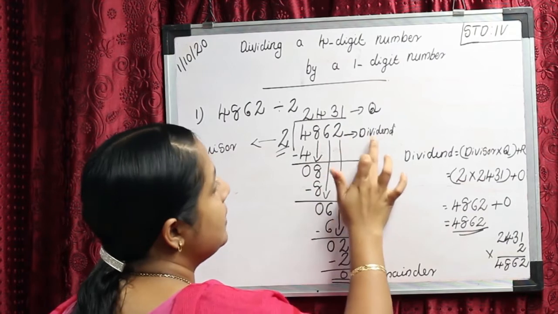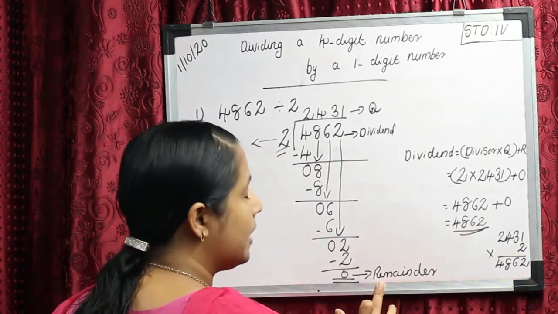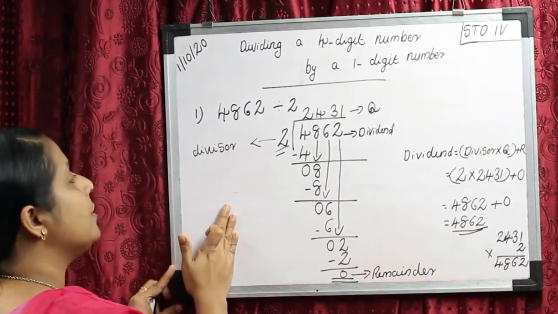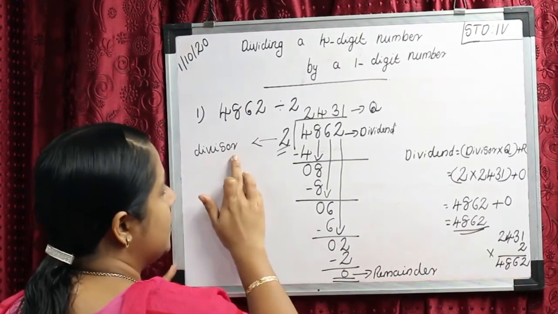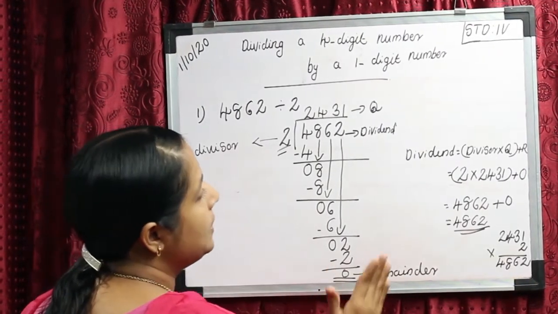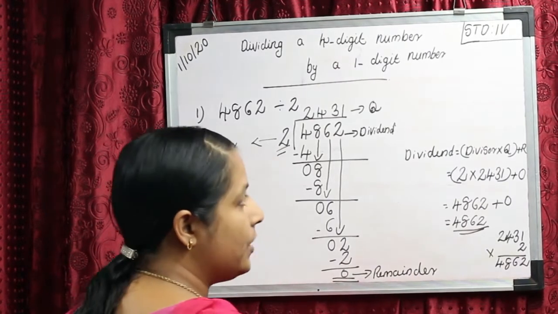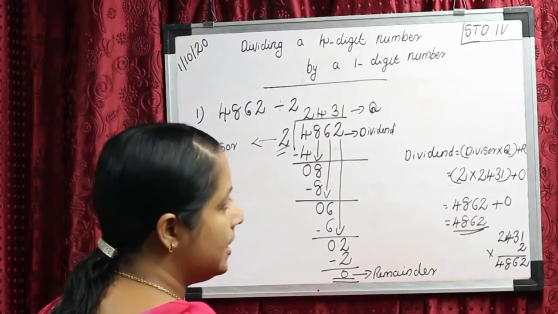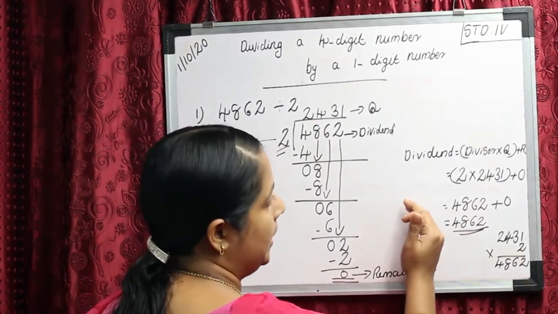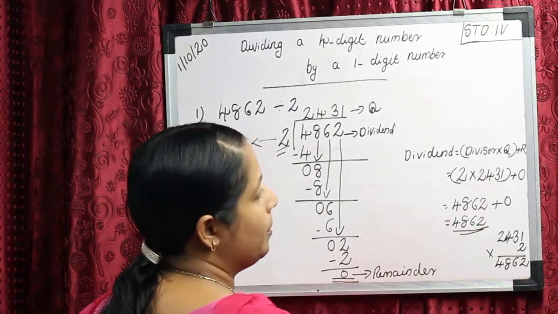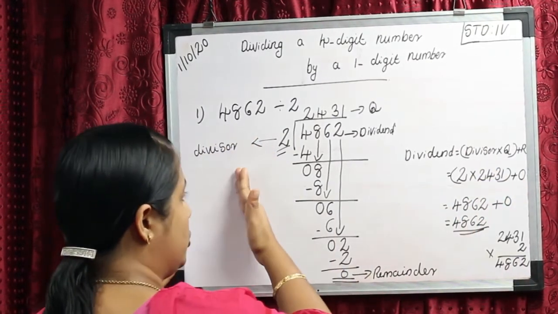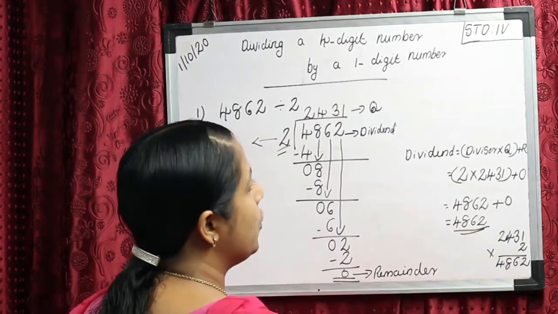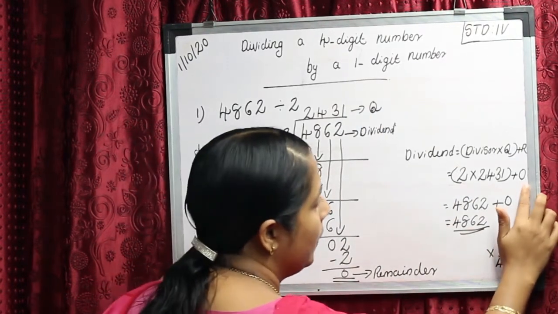The bigger number is the dividend, the remaining number is the remainder, and the number we divide by is our divisor. Next step is to check our answer. One formula, which we already learned in our previous problems: dividend equals divisor times quotient plus remainder. Our divisor times quotient is 2431, plus remainder 0.